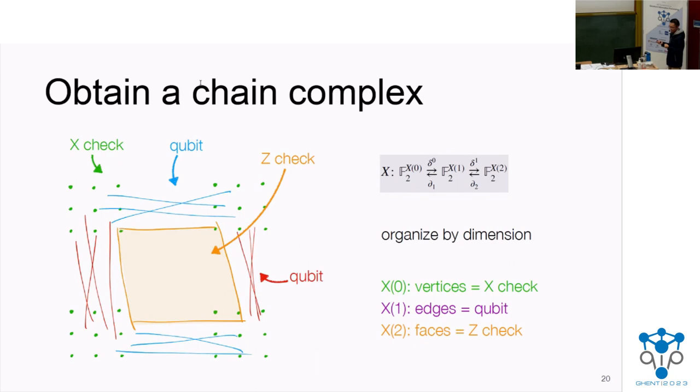Okay, with this new graph, we can now construct a chain complex out of it, which is the same as defining a code. And this is essentially where these three constructions differ. But let's first focus on the construction in this paper. What we do is set the vertices as the X checks, the edges as the qubits, and the faces as the Z checks. What's nice about this choice is that it's organized by dimension, meaning that X0 corresponds to the 0-dimensional objects, X1 to the 1-dimensional objects, and X2 to the 2-dimensional objects.